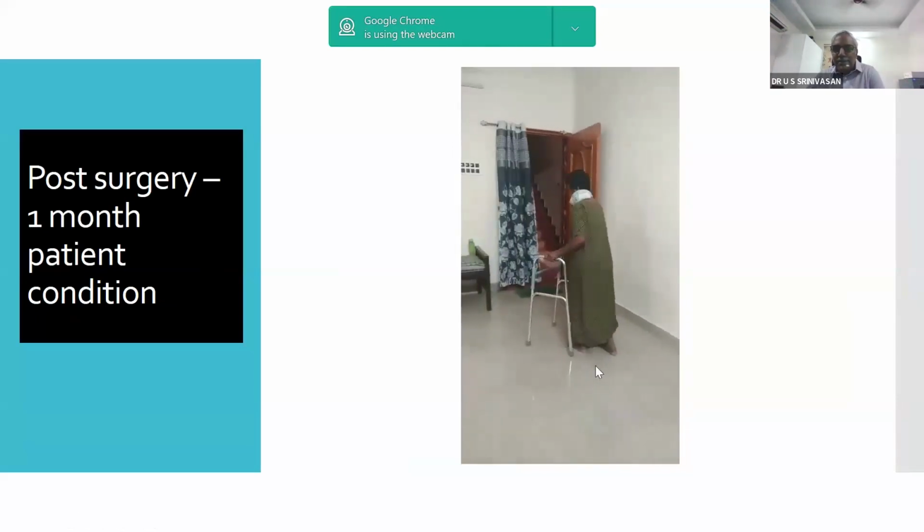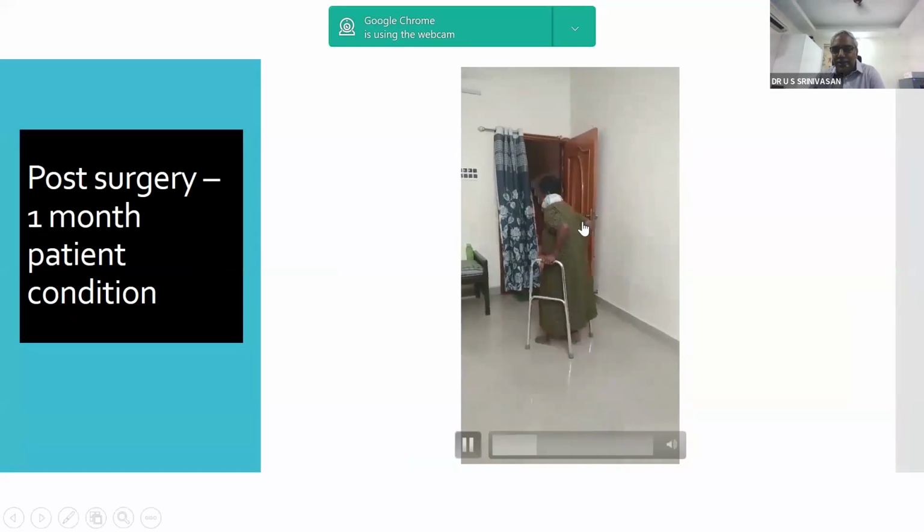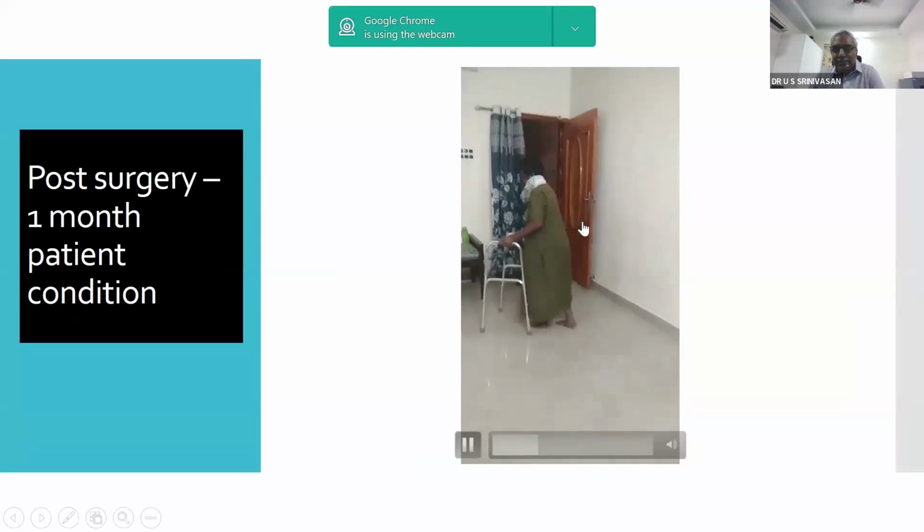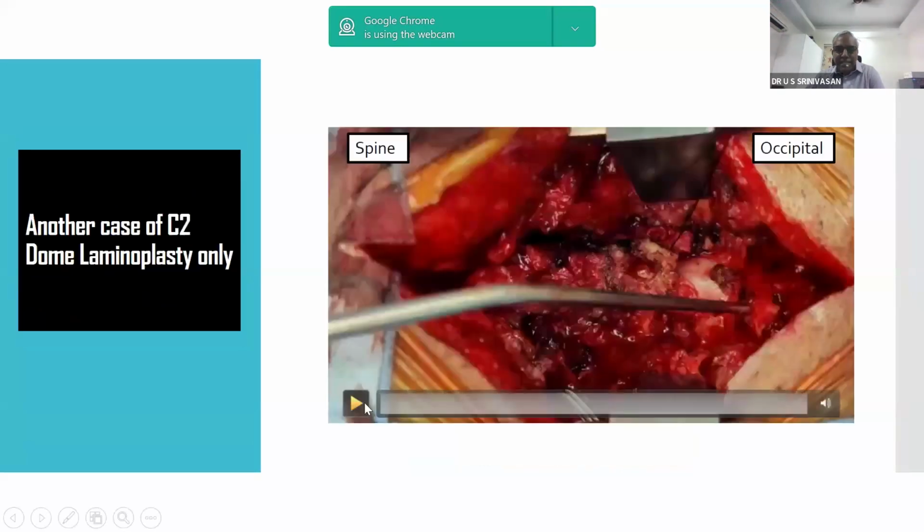Even though a Philadelphia collar was advised, they don't use it. They use their own cervical collar. Yes, you have to agree with it. This is another case.